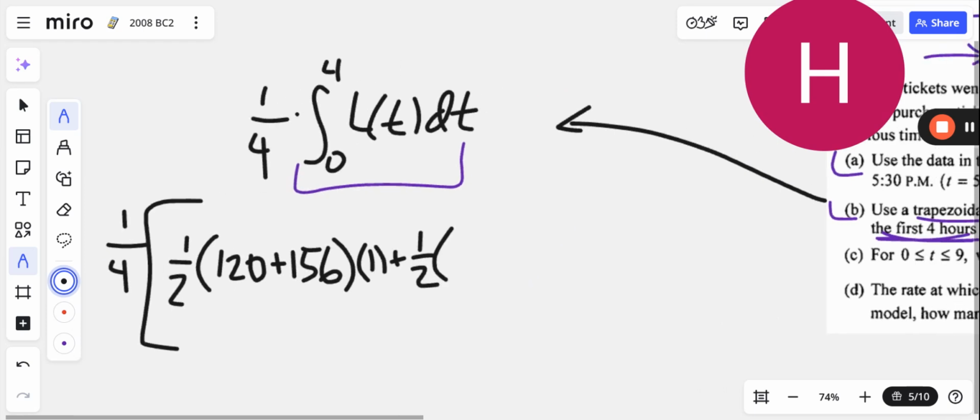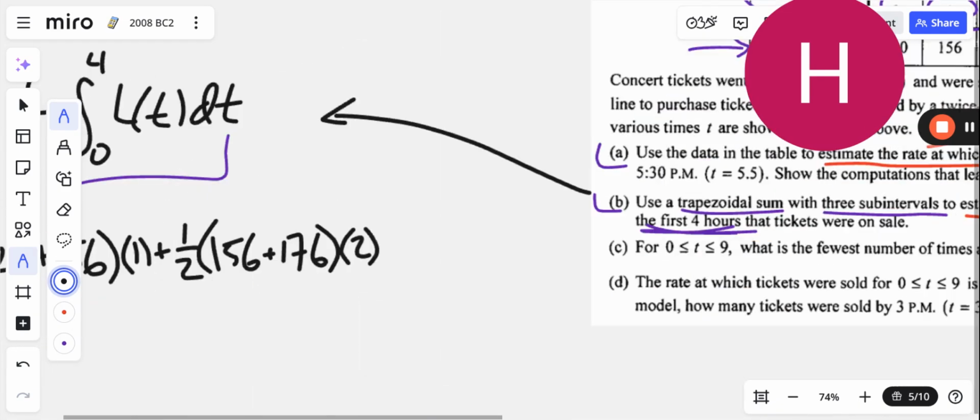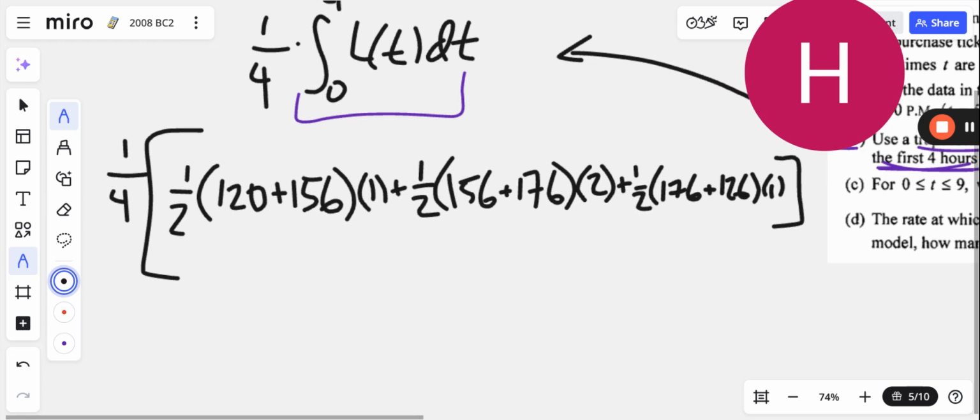And then we move on to the next trapezoid. This is going to be 156 plus 176. The height of this trapezoid is 2 because it's over the span of 2 hours. And then the next trapezoid is going to be 1/2 of 176 plus 126 over the span of 1 hour. Okay, there are some tricks you can do in here. I guess the 2 and the 1/2 kind of cancel each other out. That's sort of nice, so let's start there.